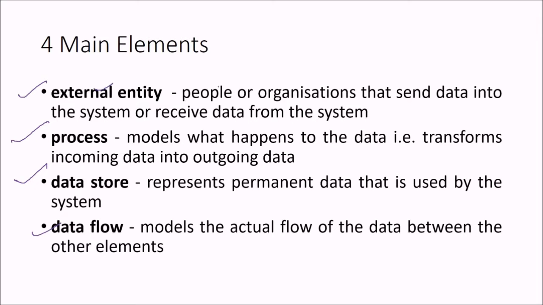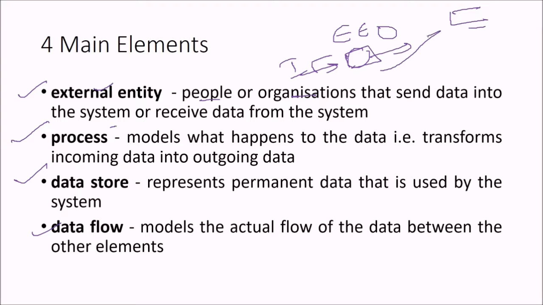So external entities are those people and organizations that send data into the system or receive data from the system. Then the process, the models that happen to the data, that is, transform incoming data into outgoing data. So this is incoming. The processes would transform them to the output data. What is the data store? It represents the permanent data that is used by the system. Say a database, for example, or a file, a flight file.